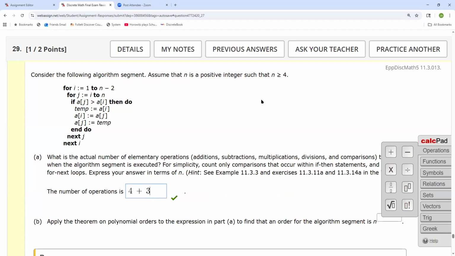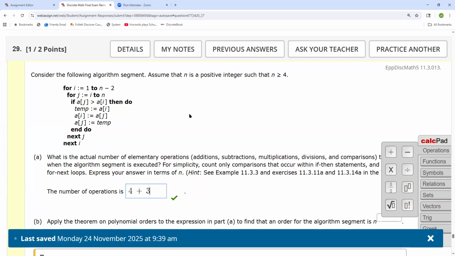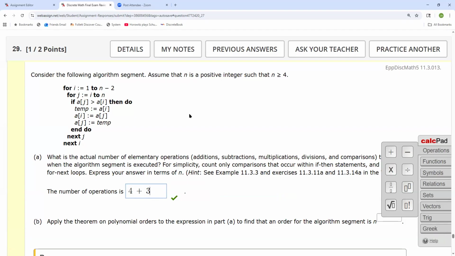What if n is equal to 5? Well, then the outer loop would run one more time, right? Because if we make n bigger, the outer loop runs one more time. Then the inner loop would have another pass that would run 5 times, right? Because j would go from 1 to n, but n would be 1 bigger. So it'd be 5 plus 4 plus 3. And then if n is equal to 6, the total number of operations would be 6 plus 5 plus 4 plus 3.